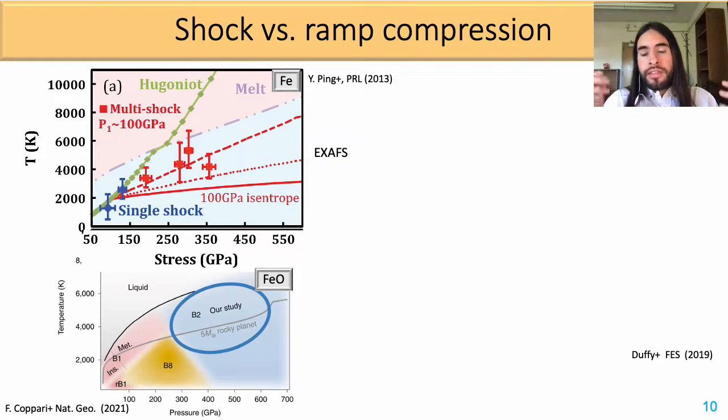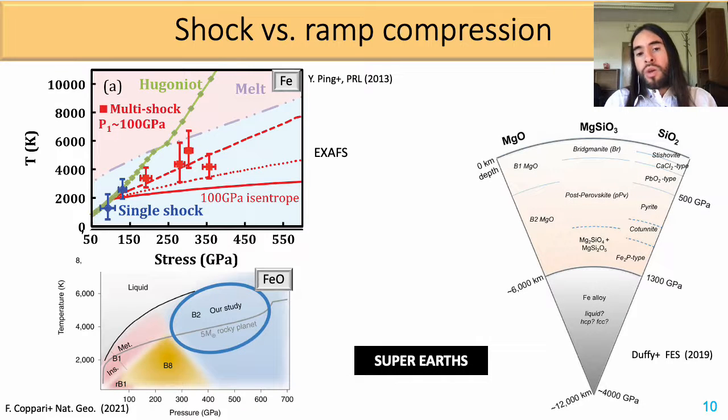And this would be great if it was isentropic, because we know that the convective interiors of planets are isentropic, so we would be probing the interior of a planet with an isentrope if ramp compression was purely isentropic. But we really need to know how far we are from the isentrope to make these claims.